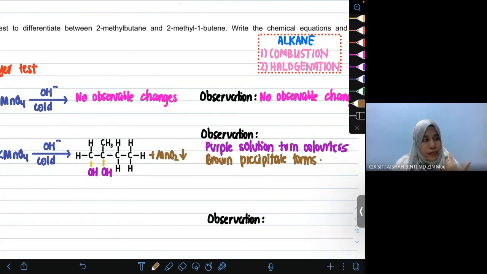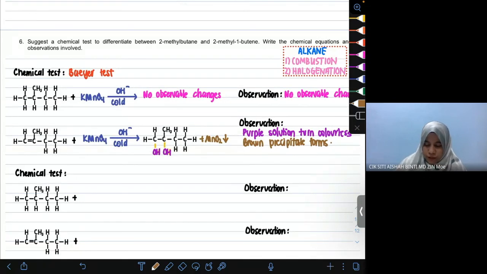Okay. So for a chemical test, this is what we call positive. Positive means that when we react it, when we add it with another reagent, there is a change that happens. This is what we call a negative test. Sometimes the question says, when this reagent undergoes Bayer test, it turns negative. So even if it turns negative, it means no observable changes.